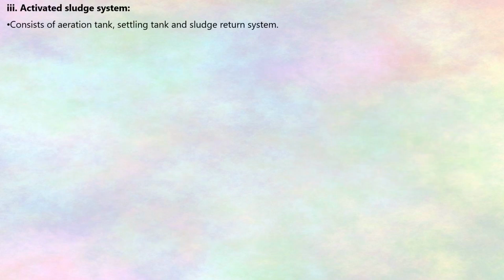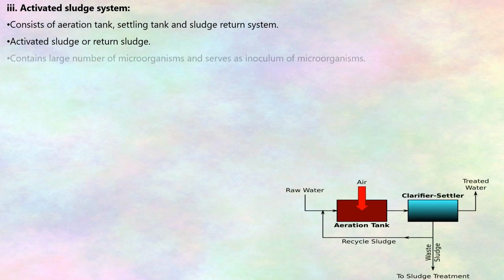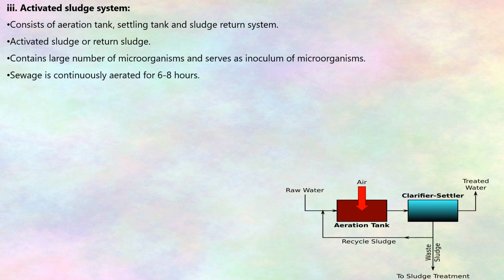The next comes the activated sludge system. It consists of an aeration tank, settling tank, and sludge return system. The activated sludge or return sludge contains a large number of microorganisms and serves as an inoculum of microorganisms.